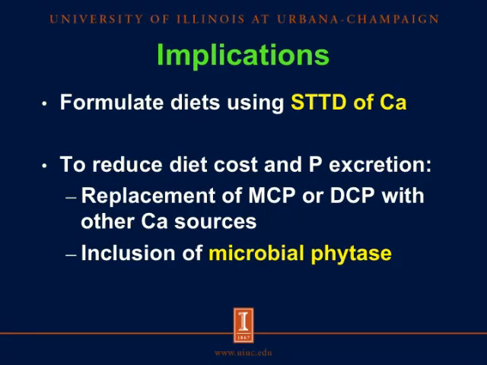Some implications from this research are that we should formulate diets using the STTD of calcium instead of total calcium values. And also, if nutritionists want to reduce the diet cost and phosphorus excretion by replacing some MCP or DCP with other calcium sources, and also including microbial phytase in the diets, they should be aware that the digestibility of calcium may be different in the calcium supplements, and also that the effect of microbial phytase is different in calcium supplements.